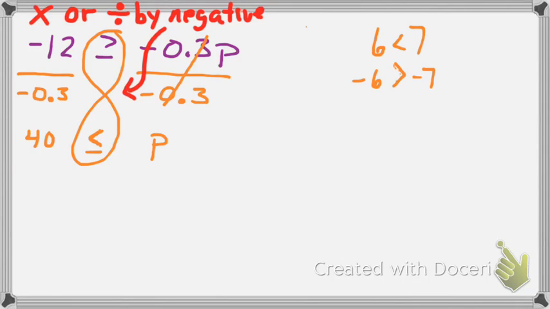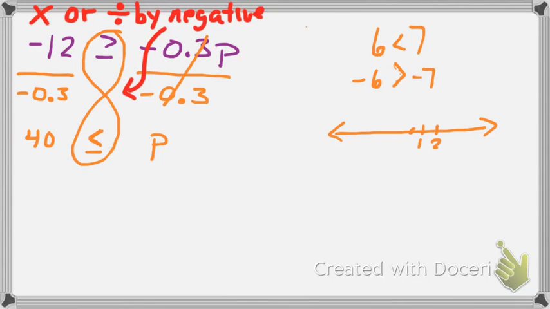So 6 and 7 have a relationship. 6 is less than 7. When you make them negative, their relationship changes. Now negative 6 is greater than negative 7. If we changed them back to positive, then of course 6 would be less than 7. And so that's what happens when you're multiplying or dividing by a negative. You're changing that relationship, and so you have to invert that inequality sign accordingly. Okay?